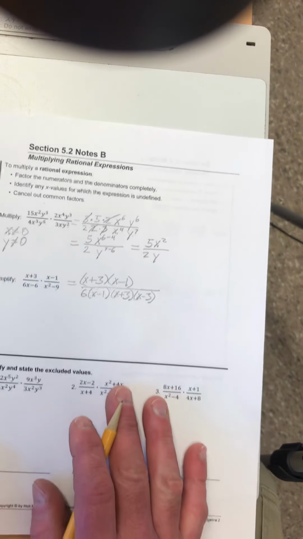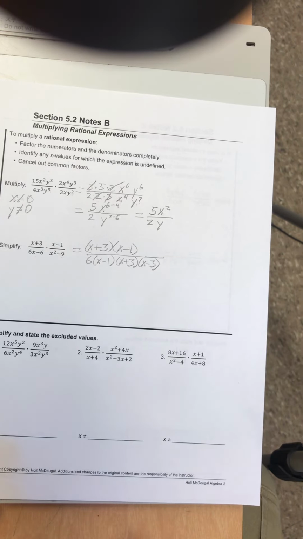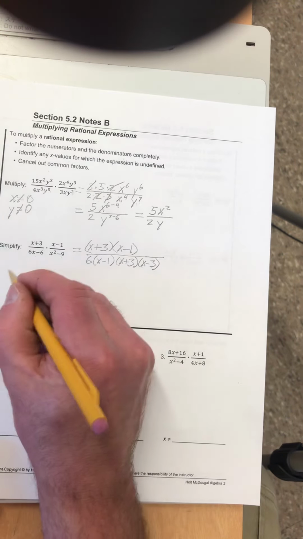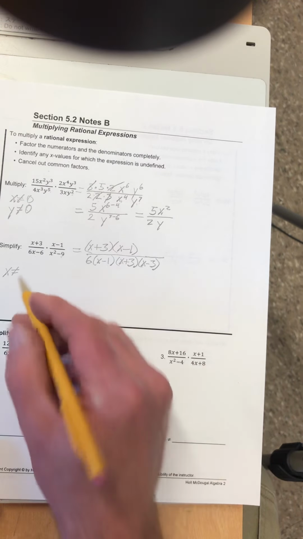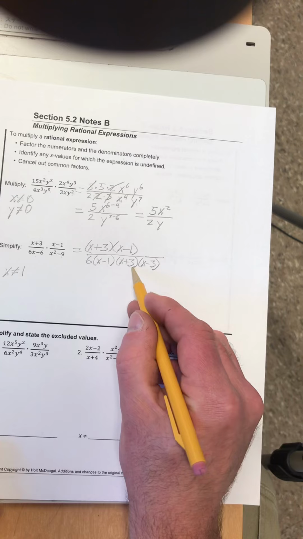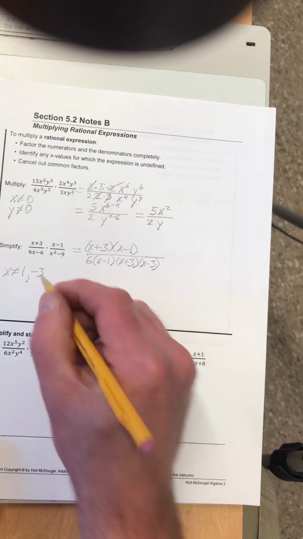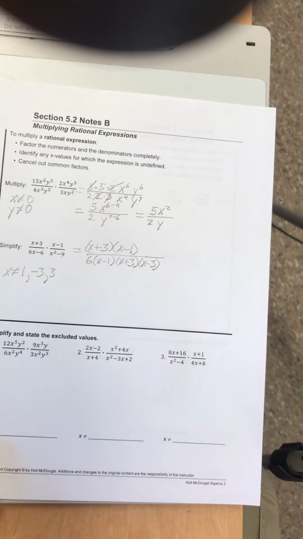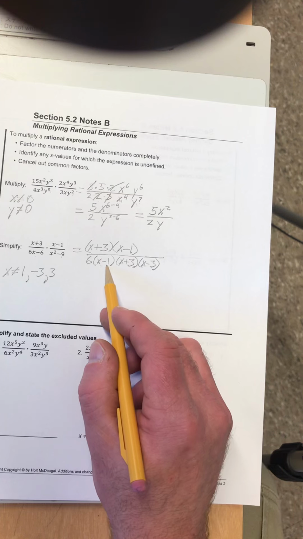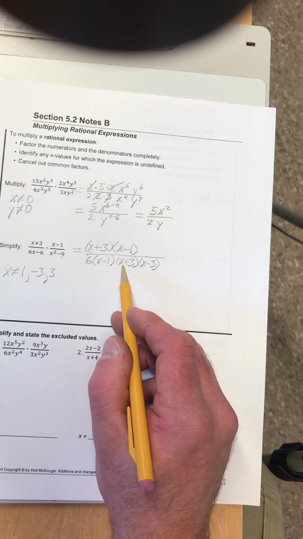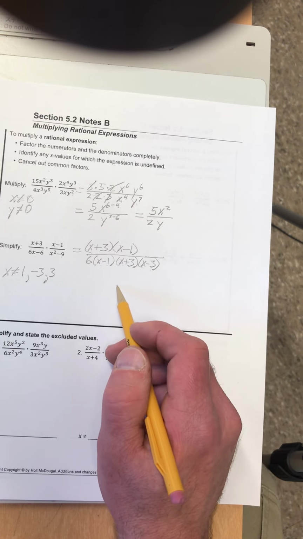Okay, so this is the step where I want to list my excluded values. X cannot equal 1. X cannot equal negative 3. X cannot equal 3. Okay? Because 1 minus 1 would be 0, negative 3 plus 3 would be 0, and 3 minus 3 would be 0.